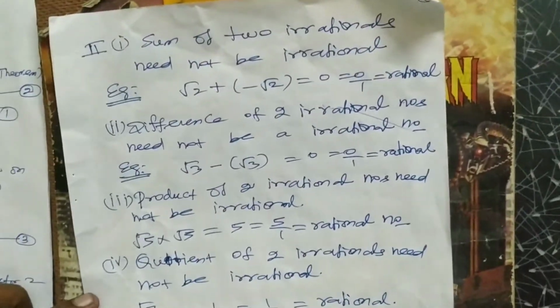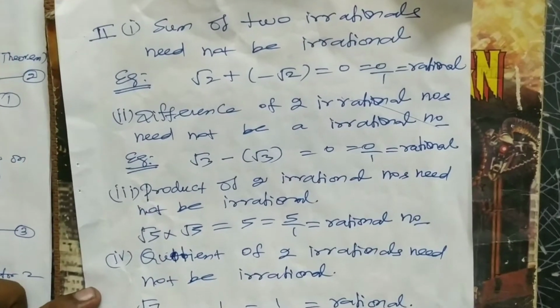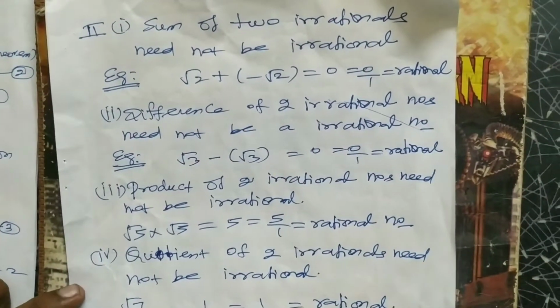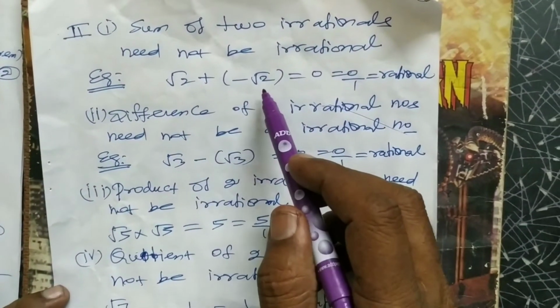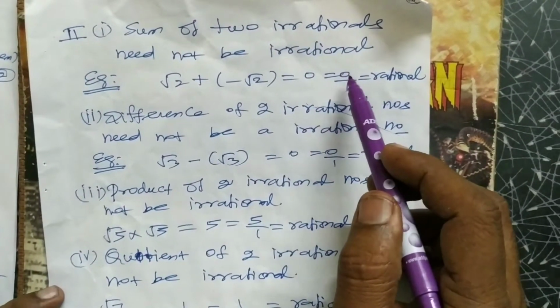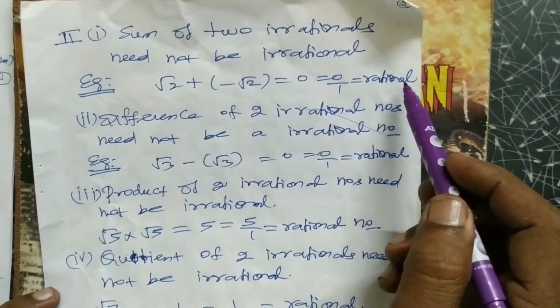Now the second important set of results. The sum of two irrationals need not be irrational. I have given an example. You see, root 2 plus minus root 2 equals 0. 0 can be written as 0 by 1. That is a rational number.